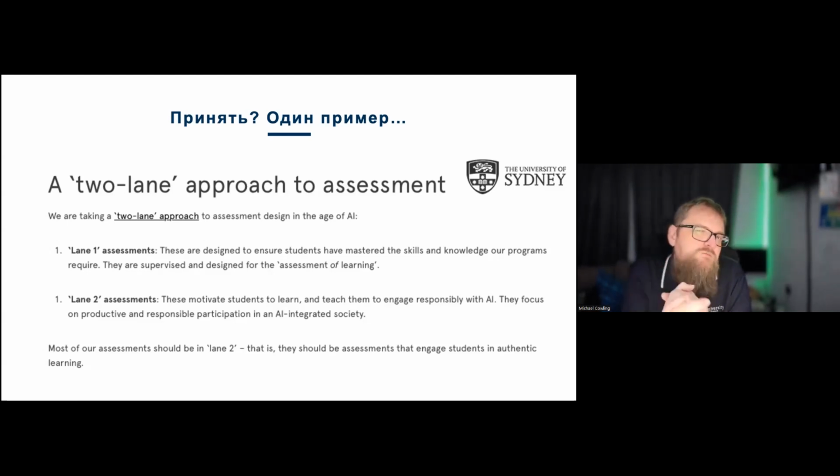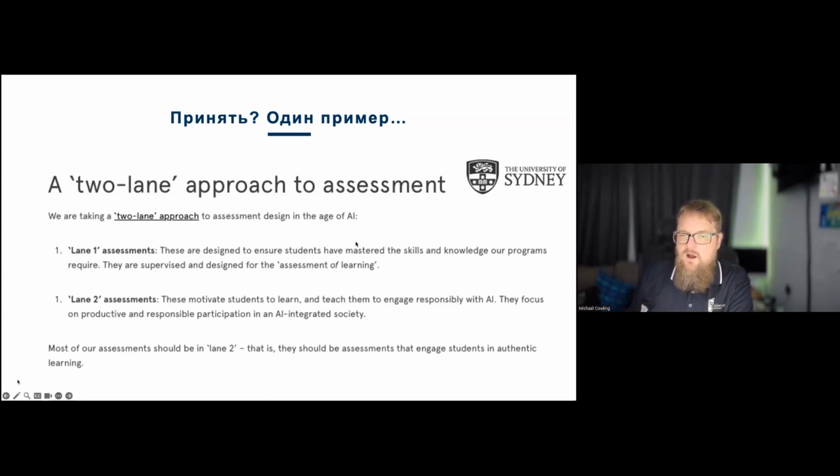And I really like this model, and I particularly like the note at the bottom where USyd recognizes that they do try to make sure that most of their assessments are lane 2, but they also recognize that there's going to be some assessment that we do that is a lane 1 assessment, where we can't use generative AI to generate that assessment.